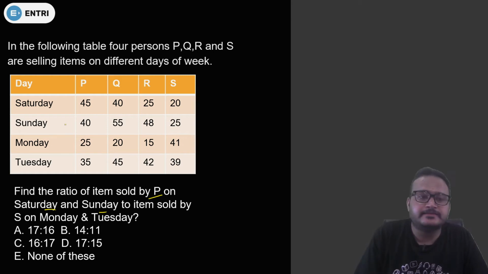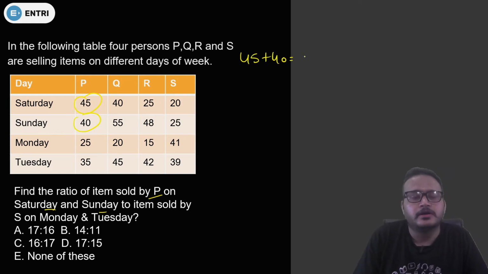P on Saturday and Sunday, that means this one, 45 and 40. So guys, 45 plus 40, this will become what? This will become 85. Okay, 85. Two items sold by S on Monday and Tuesday.